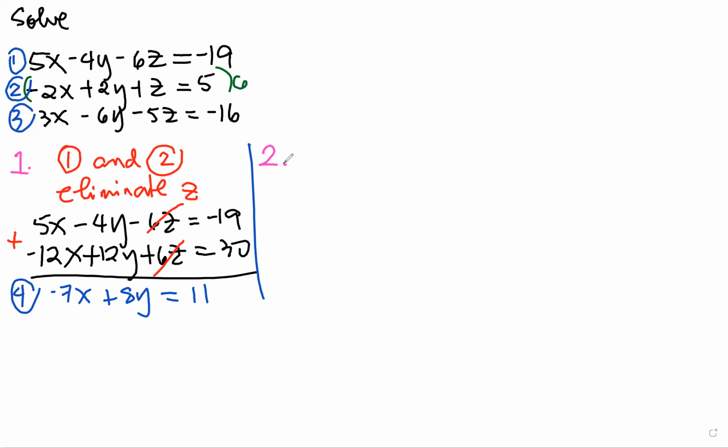Second step is I would choose the second and the third. And remember, you have to eliminate the same variable. So to eliminate z here, I'm going to multiply the second. Look at z. In the third it's negative 5, and in the second, the z is 1z. So I need to multiply the second by 5.